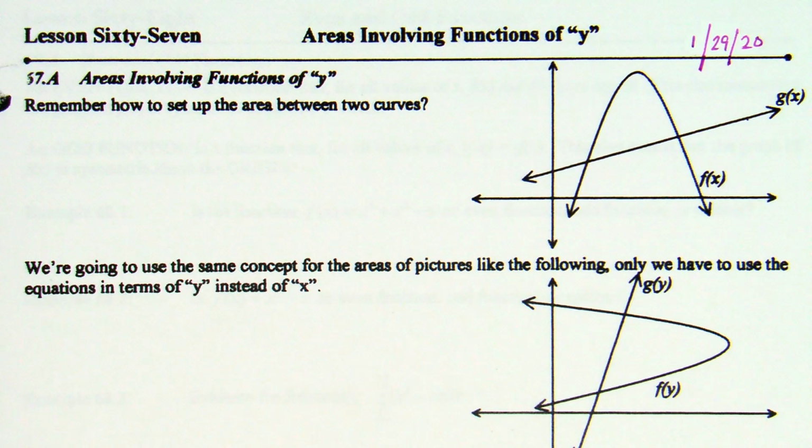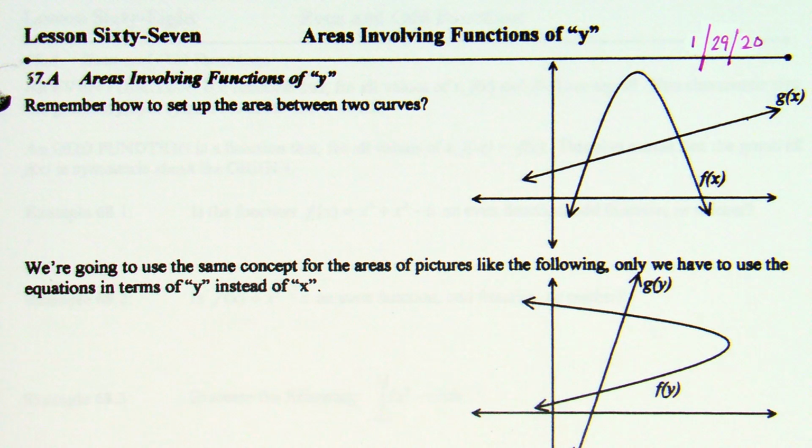Lesson 67 is area. So we're finding area again. The switch this time is its area involving functions of y. So when a function, instead of being y equals in terms of x, this is more along the lines of when the function is x equals in terms of y. And we're going to be talking about being bounded with the y-axis instead of the x-axis too, type thing.